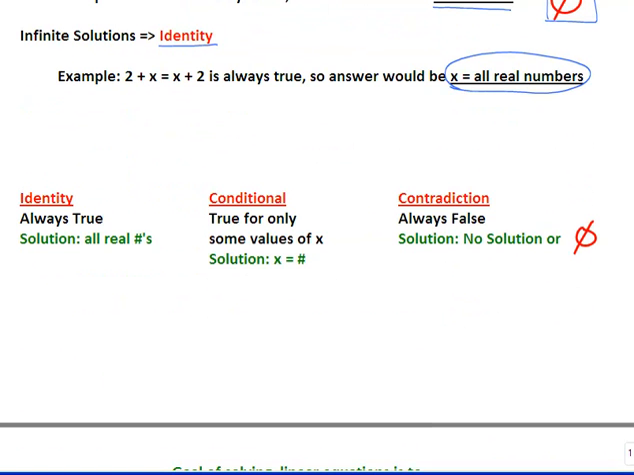So to summarize, these are your three cases. When you solve a linear equation, either it's an identity, which means it's always true, and your solution would be all real numbers, or you have a conditional equation, which is true for only some values of x, so your solution would be x equals a number, like x = 2 or x = 5. The third case is you have a contradiction. This is going to occur when you have an equation that's always false, and your solution to that equation would be no solution. Either write it with words or write 0 with a slash through it.